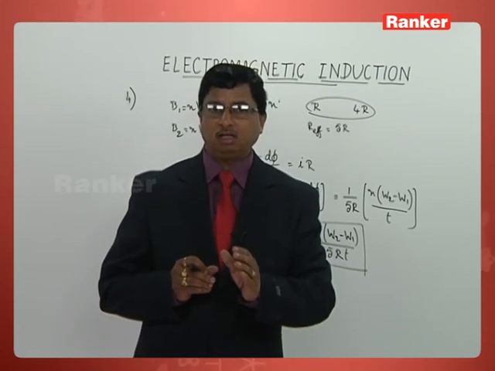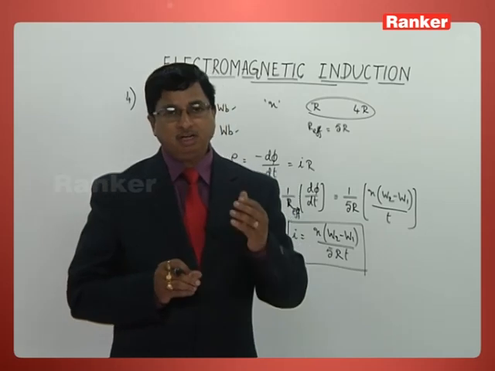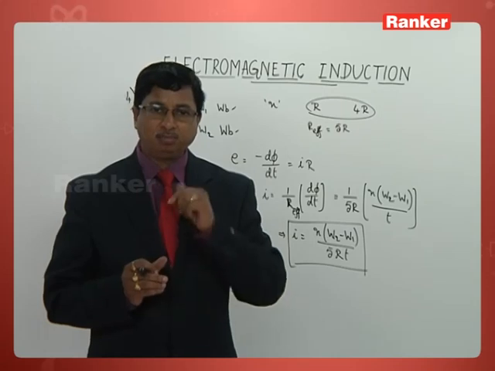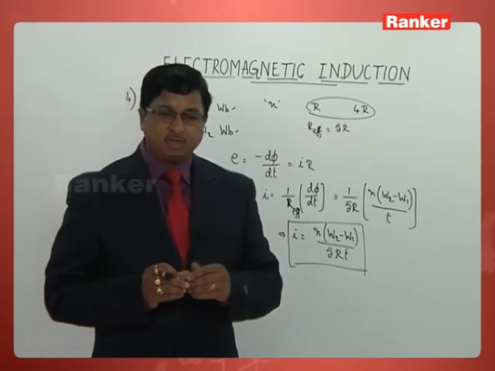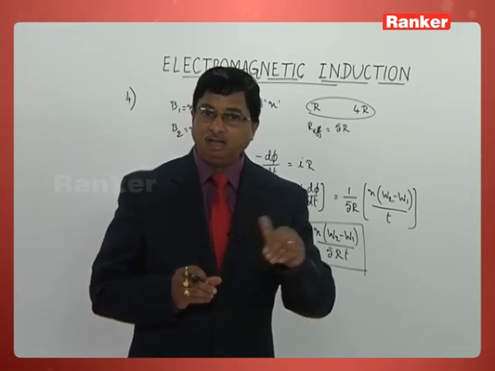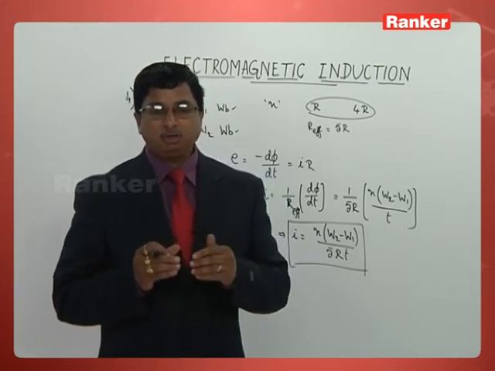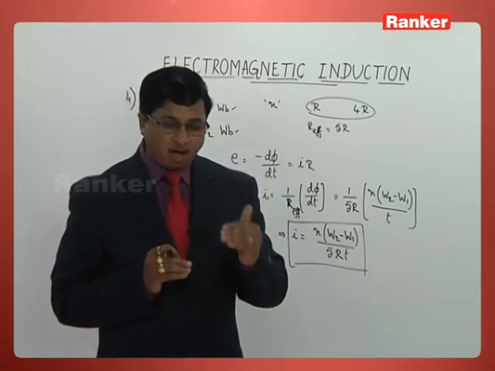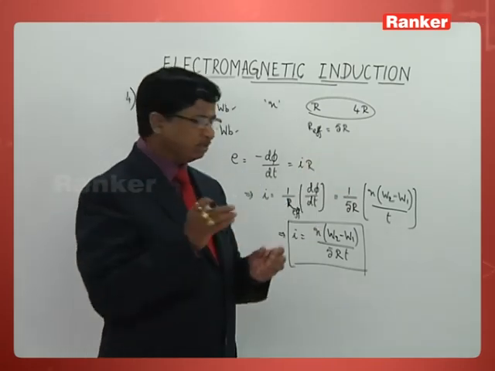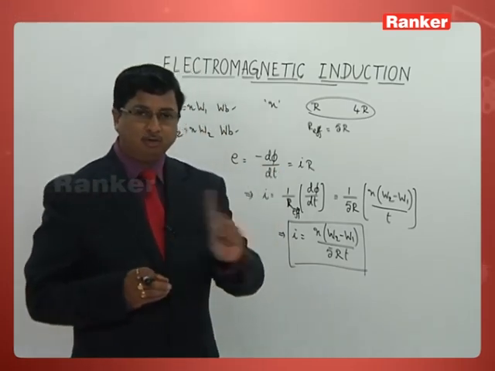5R N T totally in the denominator. And second option is given N times (W2 minus W1) divided by 5RT. Third option is minus of (W2 minus W1) by 5RNT. And fourth option is minus N into (W2 minus W1) by RNT. One thing you should understand out of the 4 options, the moment you look at the options, you can cut third and fourth options right away.